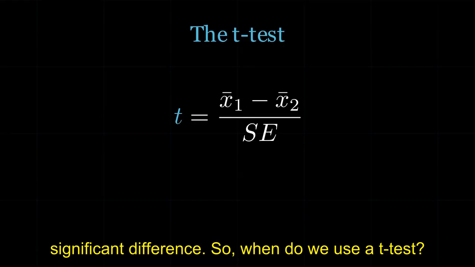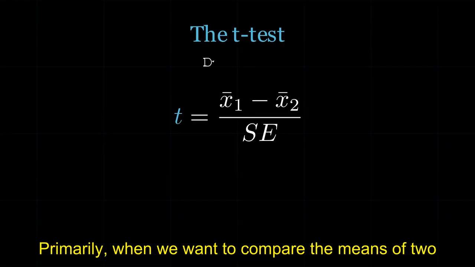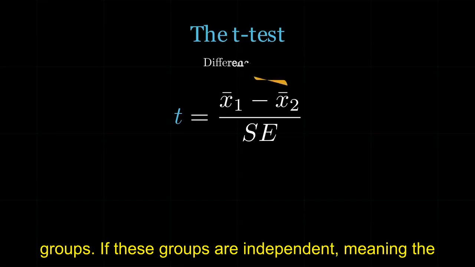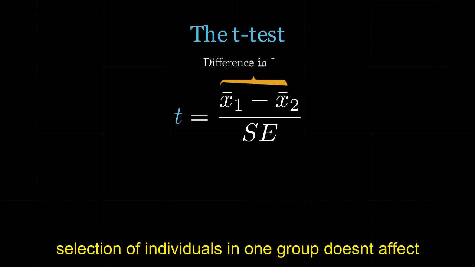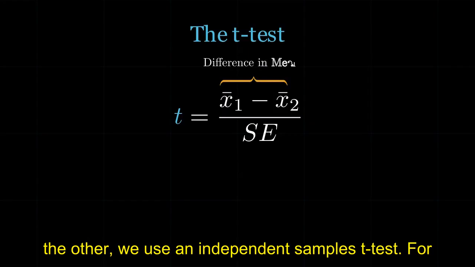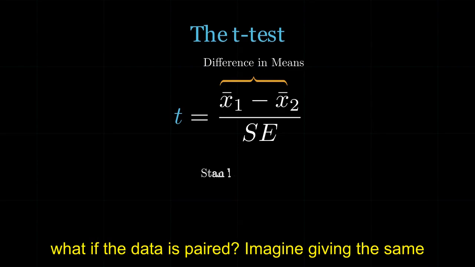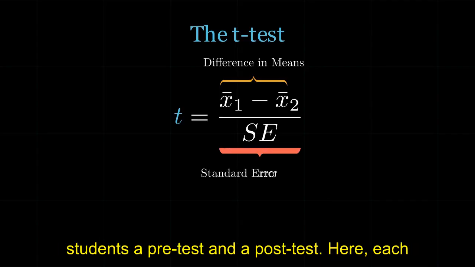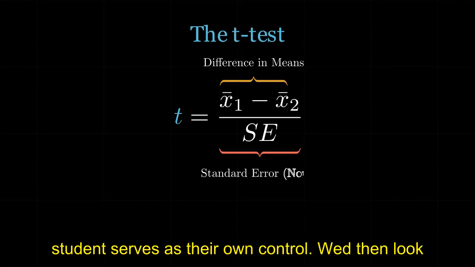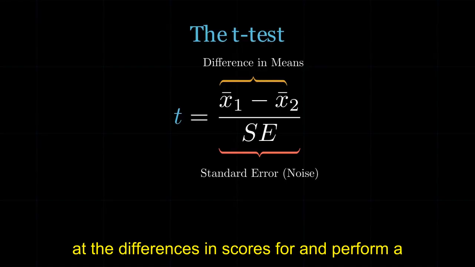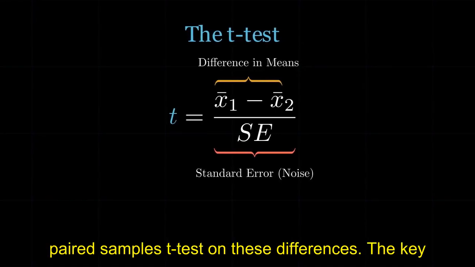So, when do we use a t-test? Primarily, when we want to compare the means of two groups. If these groups are independent, meaning the selection of individuals in one group doesn't affect the other, we use an independent samples t-test. For example, our two distinct groups of students. But what if the data is paired? Imagine giving the same students a pre-test and a post-test. Here, each student serves as their own control. We'd then look at the differences in scores and perform a paired samples t-test on these differences.